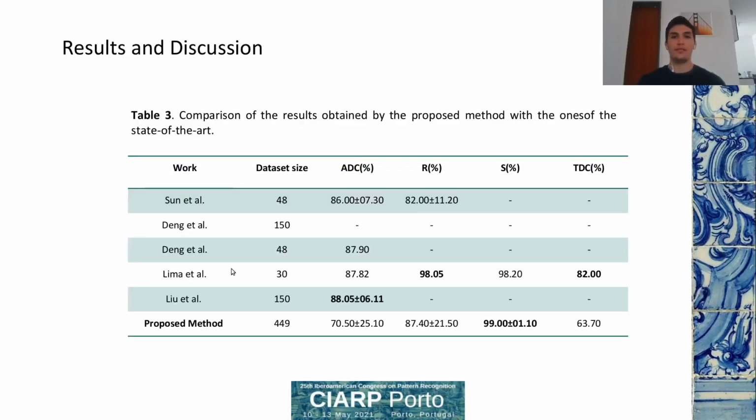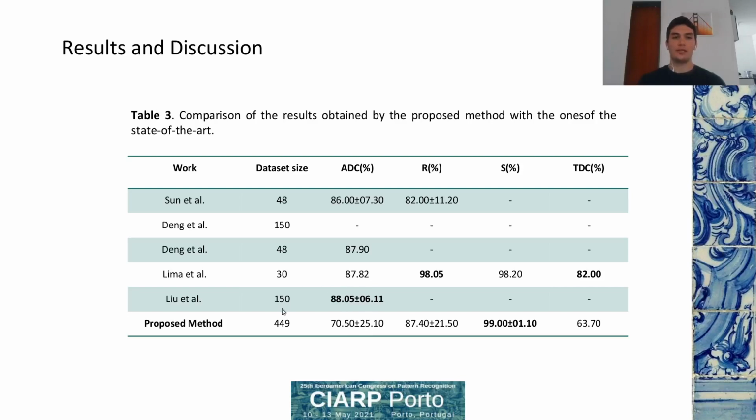So comparing our work with the existing works of the state of the art, we find that our work achieved the best result for the sensibility metric compared to the work of Lima et al. And we got an ADC value of 70.50 for the ADC metric, while the best result for this metric was the work of Liu et al.